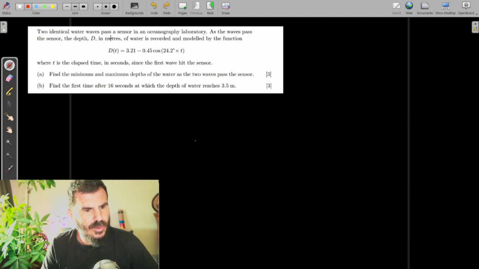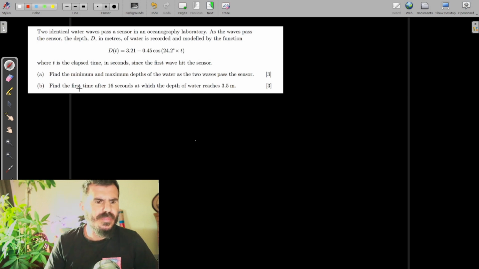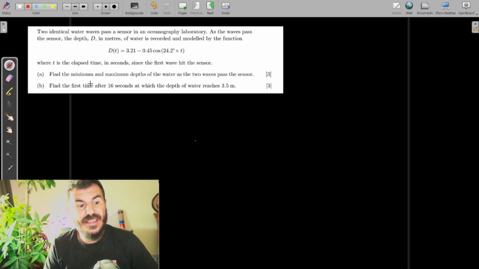Two identical water waves pass a sensor in an oceanography laboratory. As the waves pass the sensor, the depth d in meters of the water is recorded and modeled by this function, where t is the elapsed time in seconds since the first wave hit the sensor. A, find the minimum and maximum depths of the water as the two waves pass the sensor. And B, find the first time after 16 seconds at which the depth of the water reaches 3.5 meters. Easy questions, but you have to understand what they ask me.